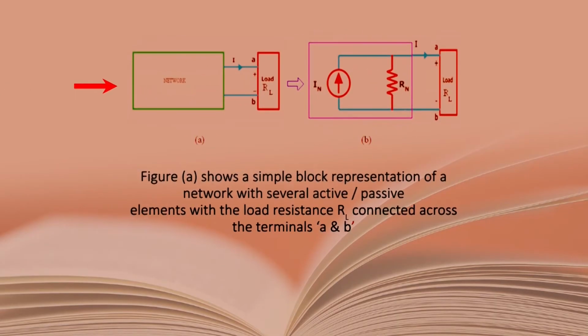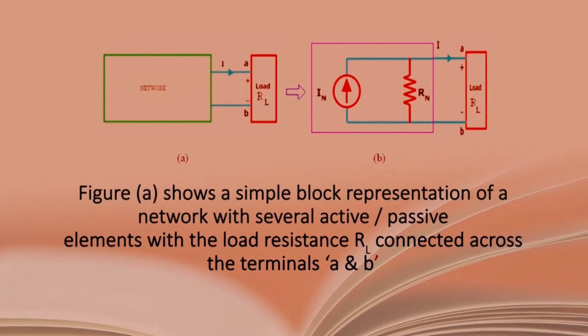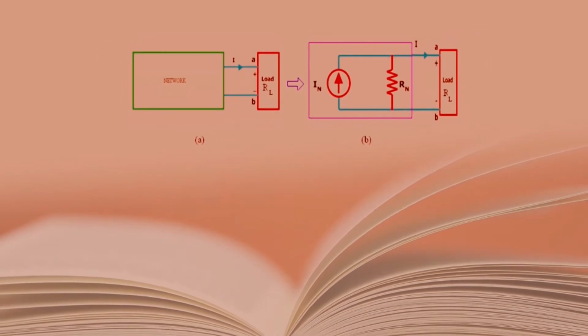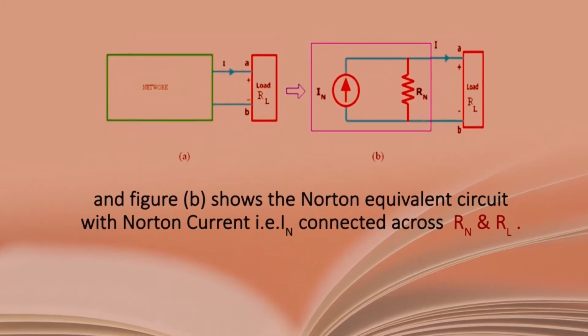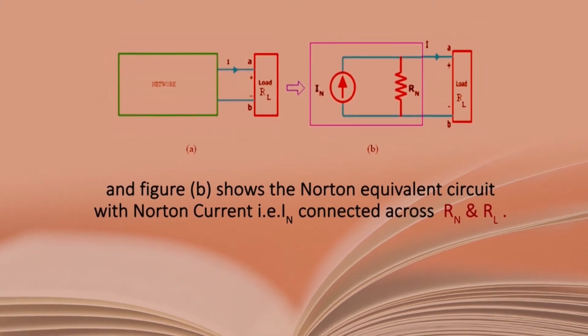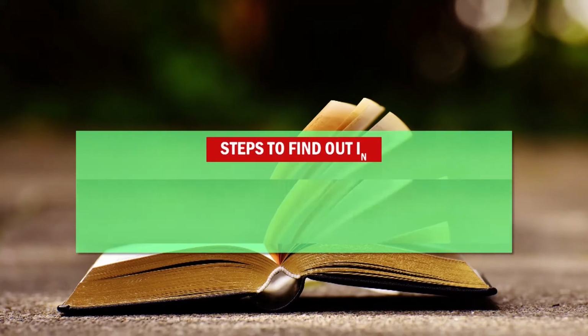Figure A shows a simple block representation of a network with several active and passive elements, with the load resistance RL connected across the terminals A and B. And figure B shows the Norton equivalent circuit with the Norton current, that is IN, connected across the load resistance RL and the Norton resistance RN. Now what are the steps to find the Norton current and Norton resistance?